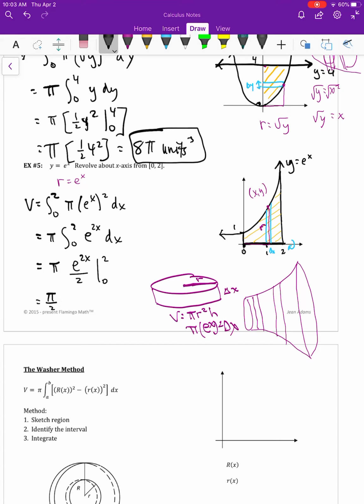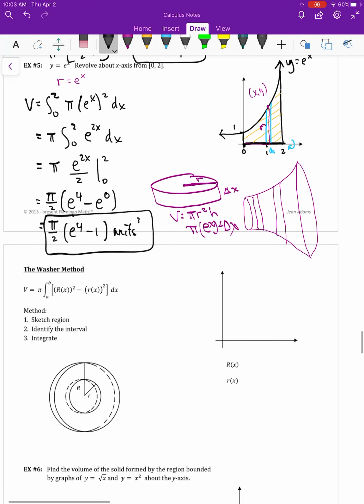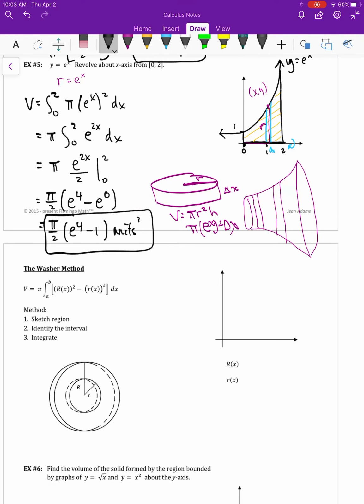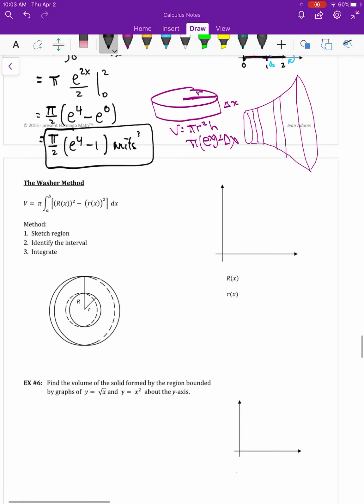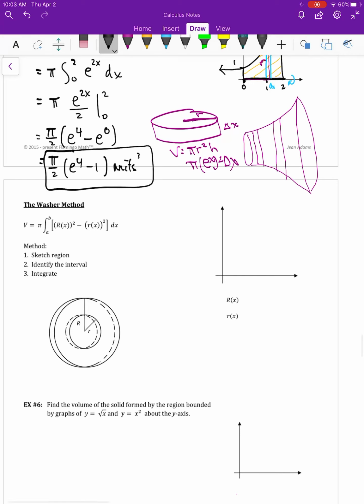So I'm just going to bring that pi over 2 out. And then this is e to the 2 times 2 minus e to the 0 times 2. Now be careful on that one, because when you put your 0 in, it did not make it go away. It actually gave you a piece of the function. And so this is our final answer for the volume of that figure. Okay, so that's the end of the disk method.